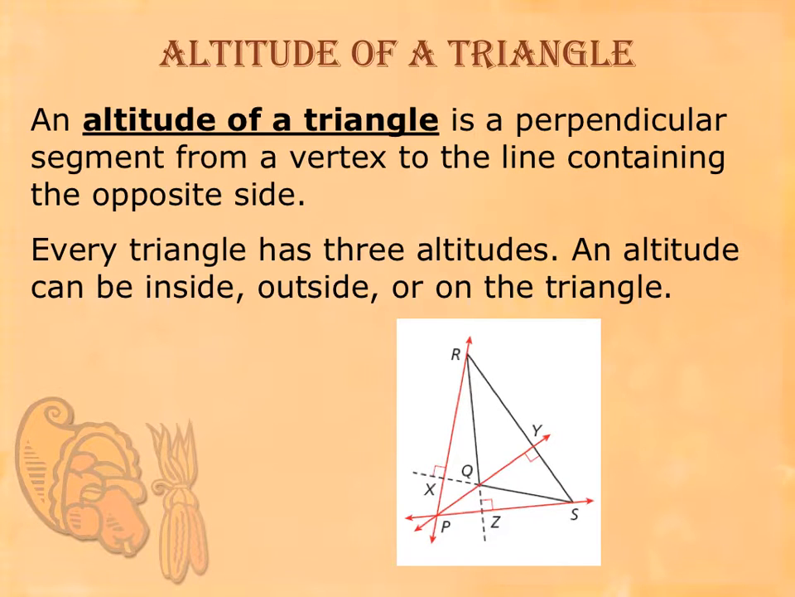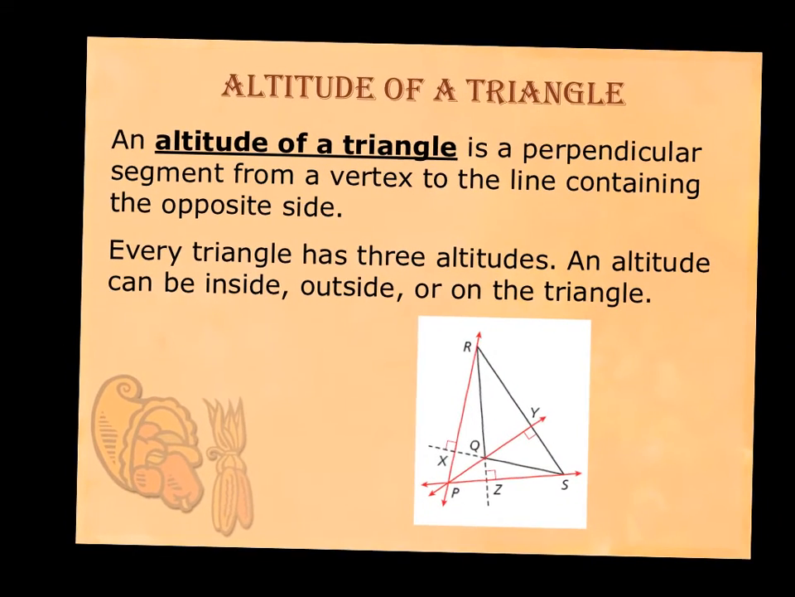A triangle's altitude is the last special segment. So we have mid-segment, perpendicular bisector, angle bisector, median, and now altitude. The altitude of a triangle is the perpendicular segment from a vertex to the line containing the opposite side. Every triangle has 3 altitudes because it has 3 vertices. And like a perpendicular bisector, the altitudes can be in, on, or outside: in if it's acute, on if it's right, outside if it's obtuse.